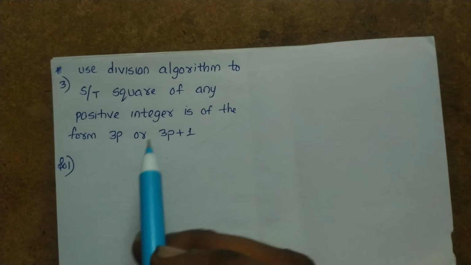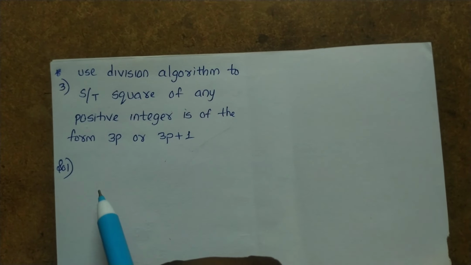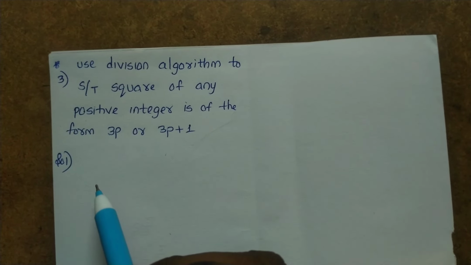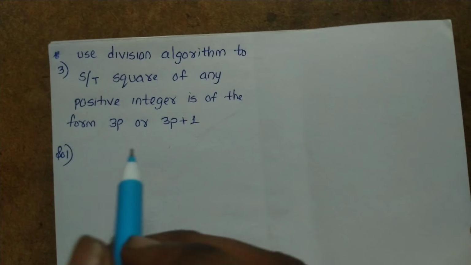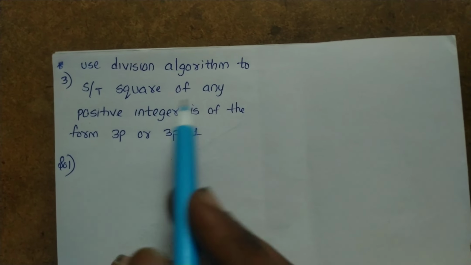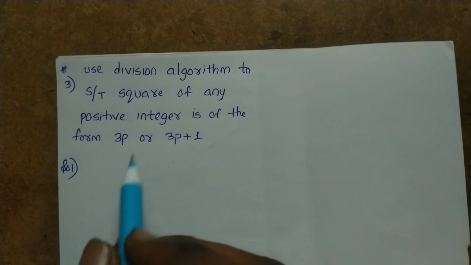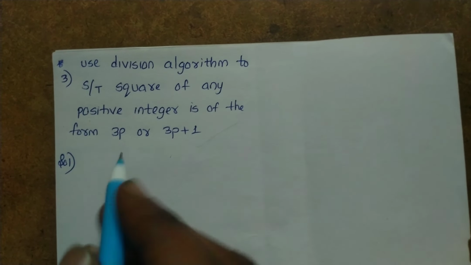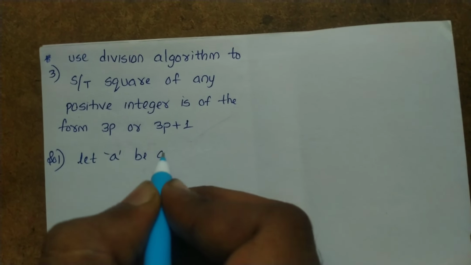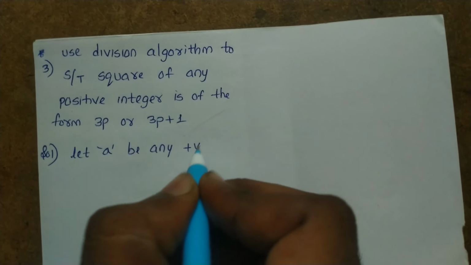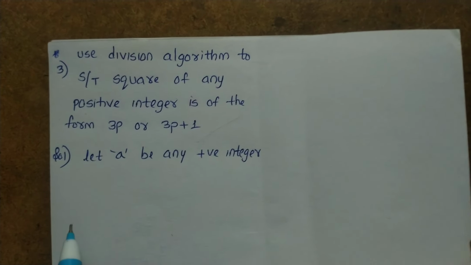In this question, what they have given is: use the division algorithm to show that the square of any positive integer is of the form 3p or 3p plus 1. So we need to show whether the square of any positive integer is of the form 3p or 3p plus 1. First they are asking about a positive integer, so let a be any positive integer. I am assuming that a is one positive integer.